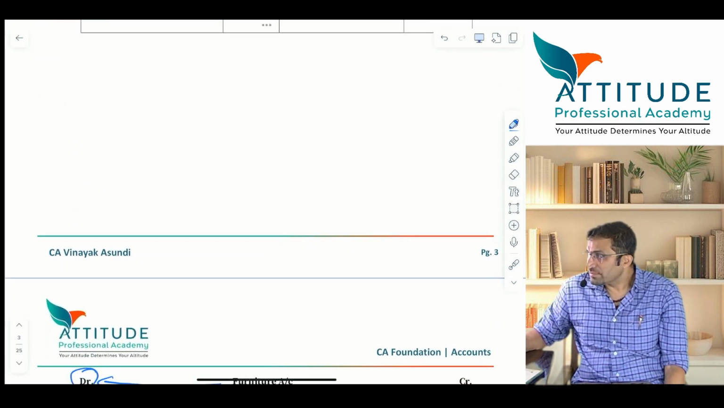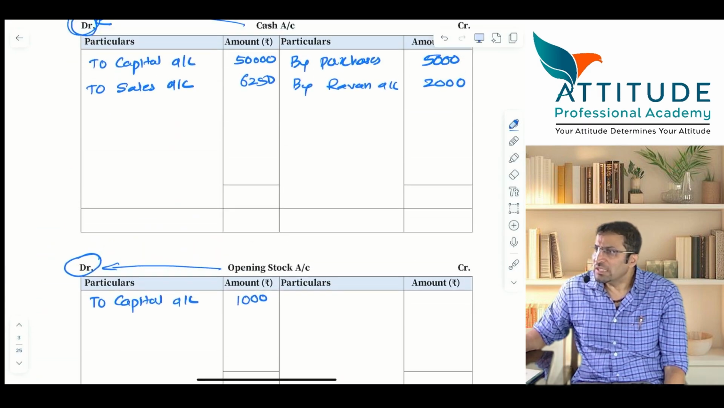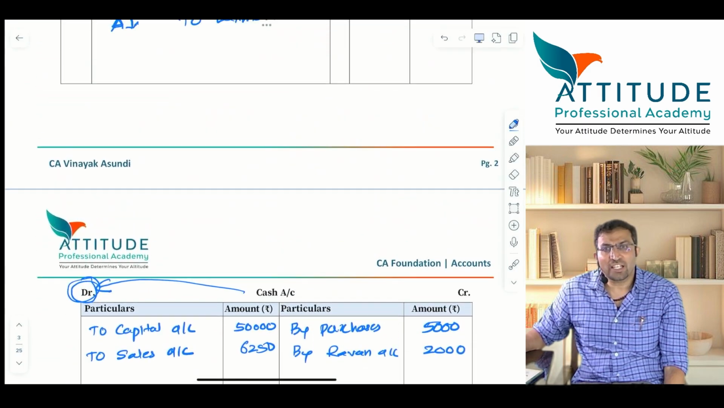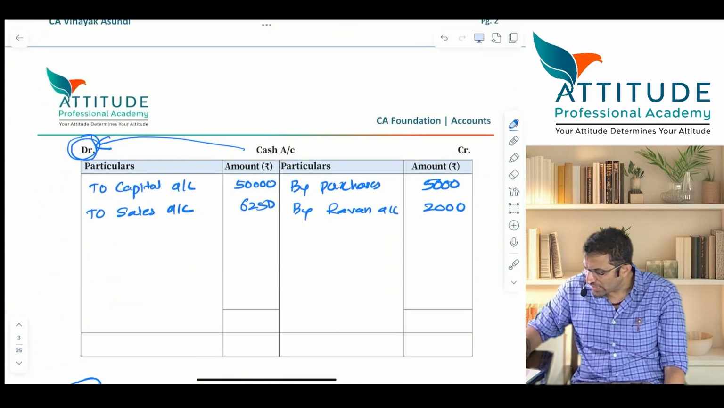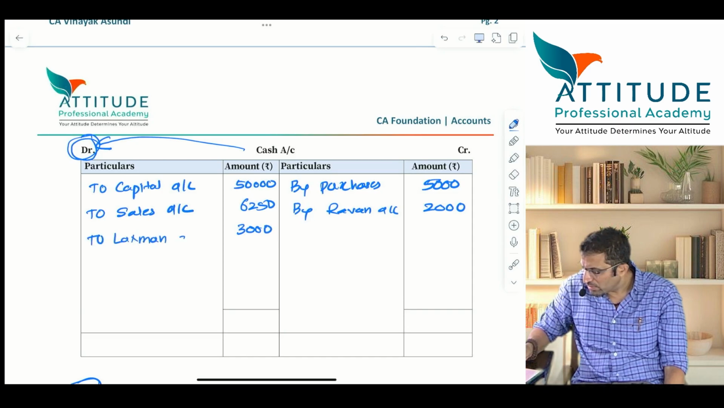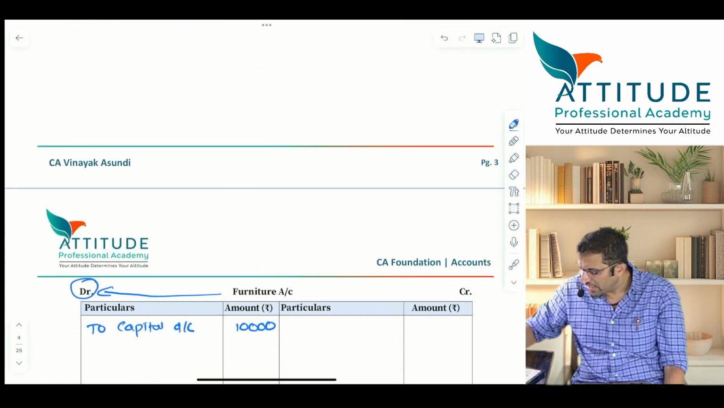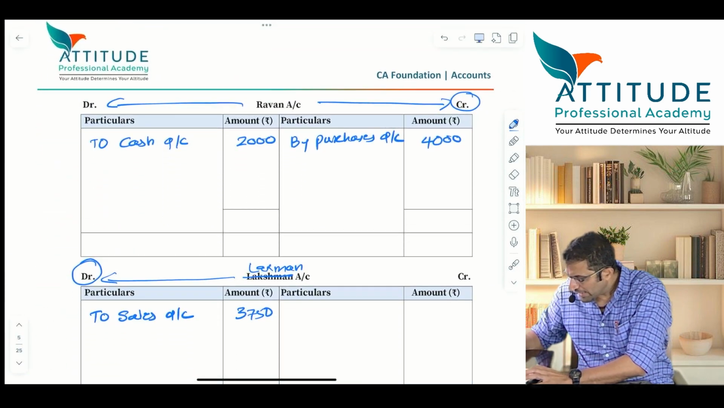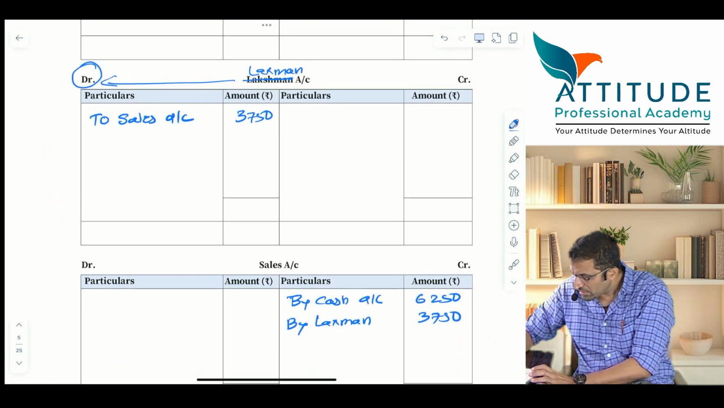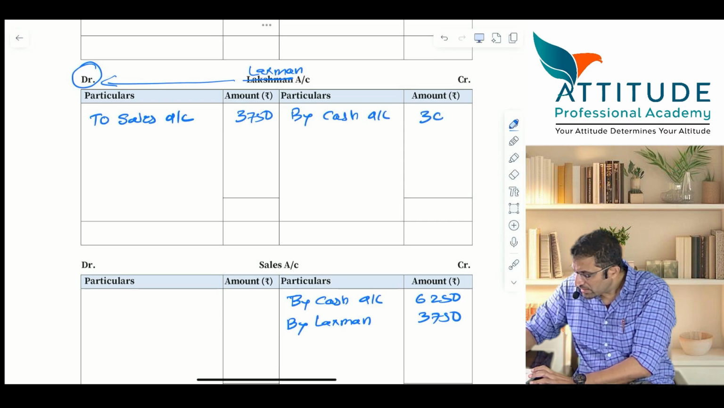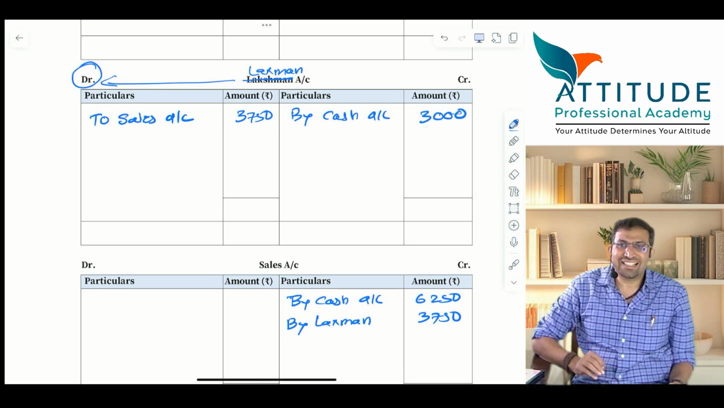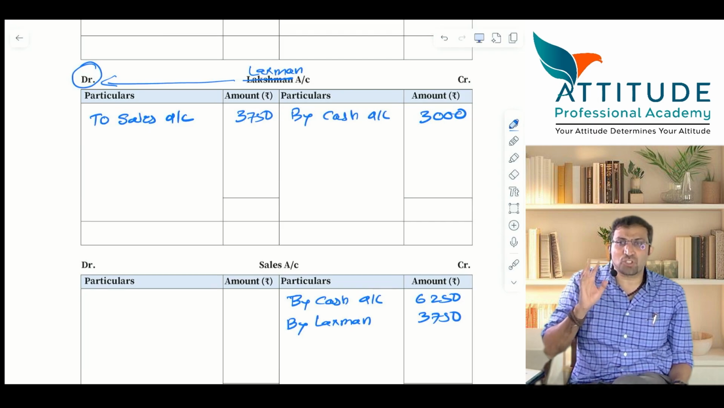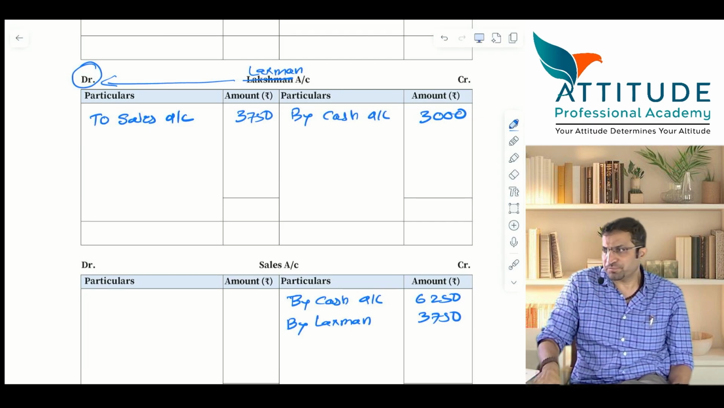Next, cash to Lakshman. Cash account is debited. Go to cash on the debit side. How much? 3000 to Lakshman account. And here in Lakshman, I think Lakshman is the second last account. By cash account. How much? 3000. That's it. We have done the ledger posting. What have we done? Ledger posting.